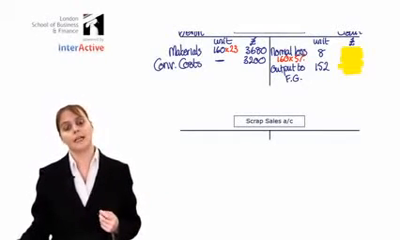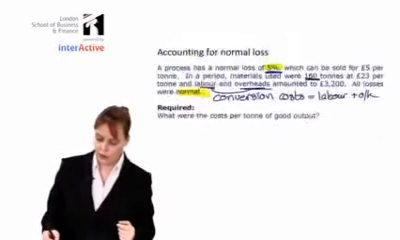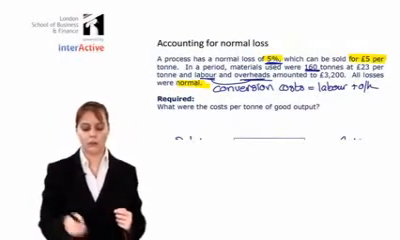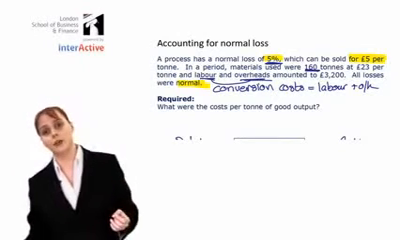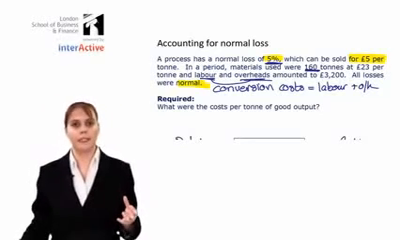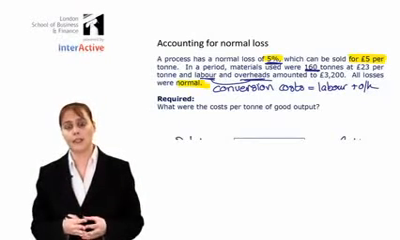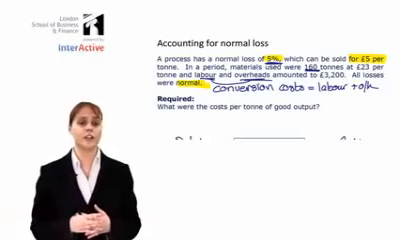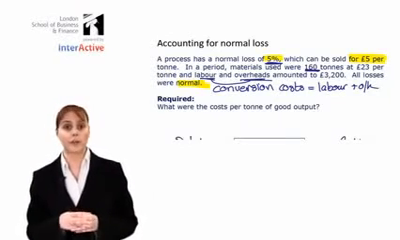We're not going to be able to sell these units. However, we have been told in the question that the normal loss units can be sold for £5 per tonne. This is the scrap value of our normal loss. So it would be common for a company, if they lose units of their materials in the process, even though those units are not going to continue on to finished goods, they do have some residual value in that we are able to sell them for scrap.